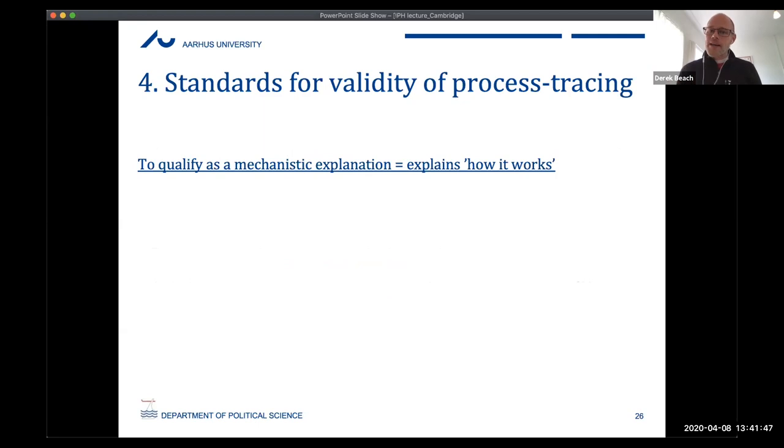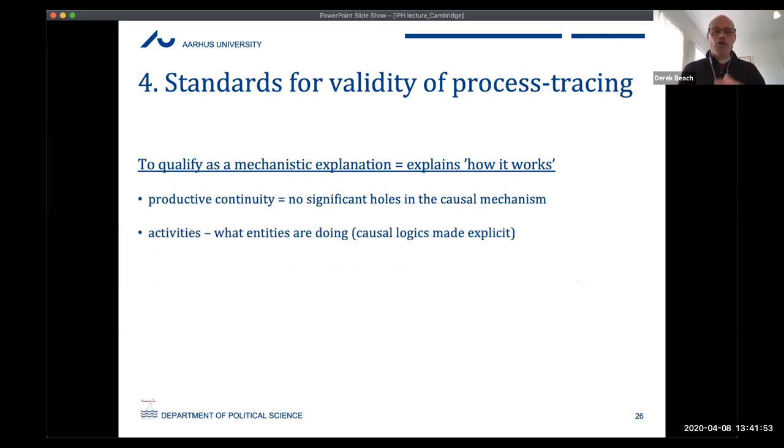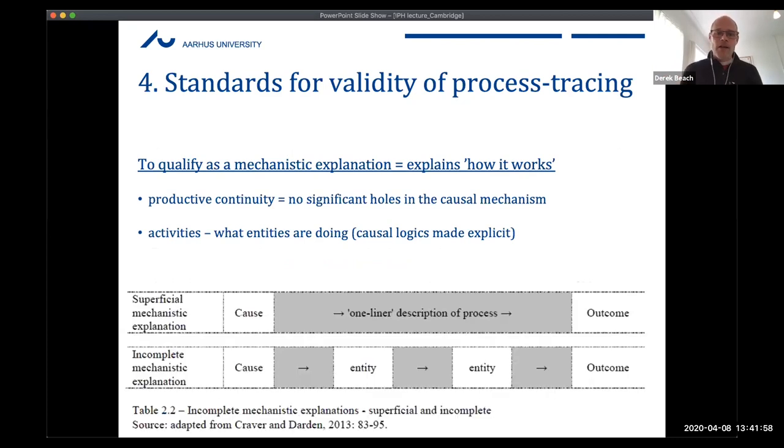And to qualify as a mechanistic explanation, you have to be able to explain how something works. There shouldn't be big holes in your causal mechanism. You've told us what the entities are doing. The causal logics are made explicit. So a superficial mechanistic explanation would be, you just have mobilization, processes. Okay, you haven't really told me what's going on in between. That would be superficial. An incomplete one would be you really don't unpack what are the activities that are linking each part with the next one.